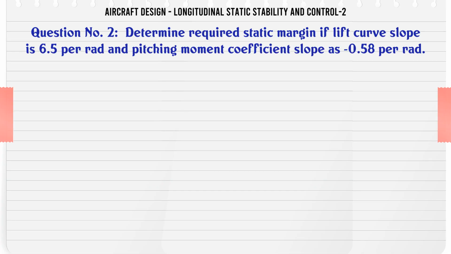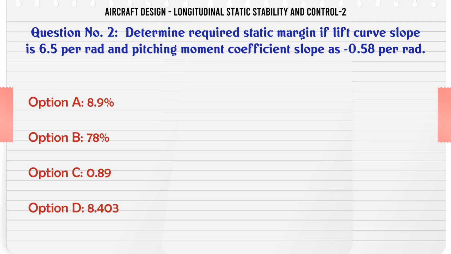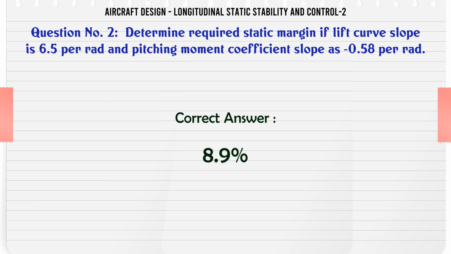0.282. Determine the required static margin if lift curve slope is 6.5 per rad and pitching moment coefficient slope is 0.58 per rad. A: 8.9, B: 78, C: 0.89, D: 8.403. The correct answer is 8.9.